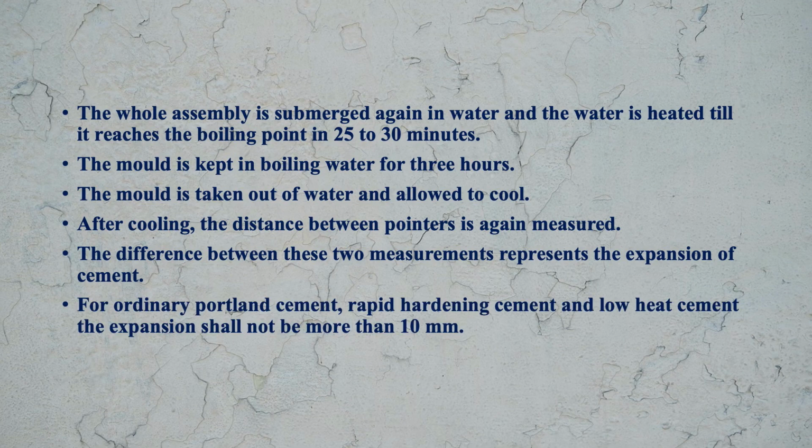For ordinary Portland cement, rapid hardening cement and low heat cement, the expansion shall not be more than 10 mm. So this is the test for soundness. Next test is the compressive strength test.